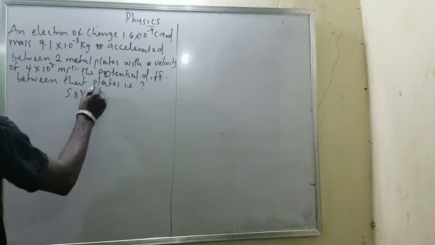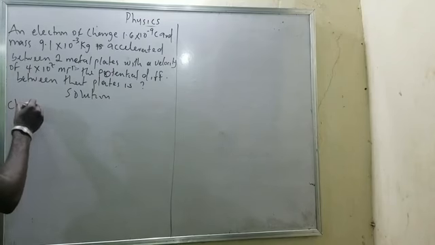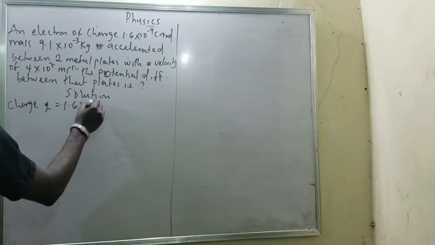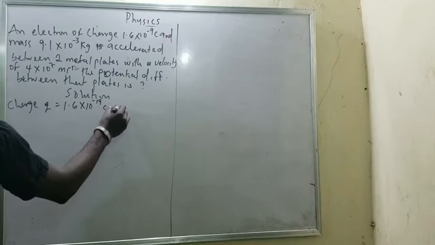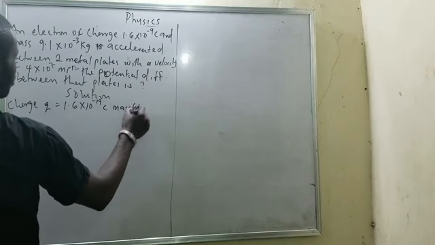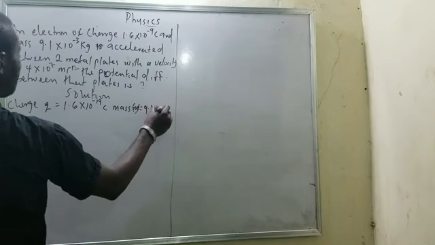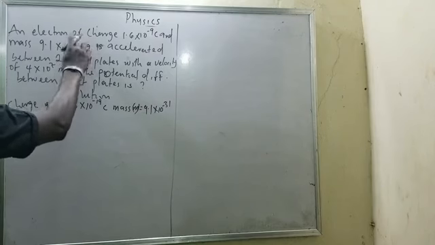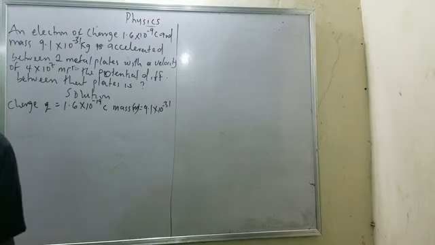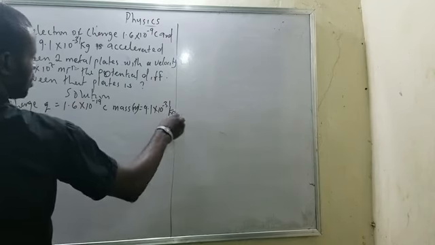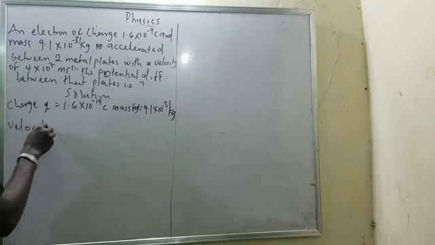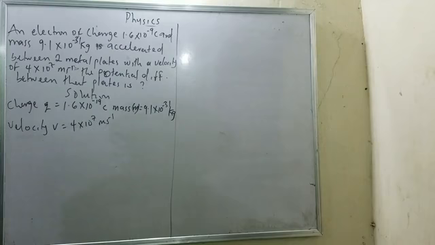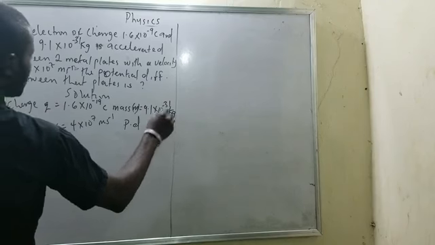Solution. The first thing we do, make sure you write what is given from your question. We have charge, known as Q, 1.6 times 10 raised to power minus 19 coulomb. My mass, known as m, equals 9.1 times 10 raised to power minus 31. And velocity, known as v, 4 times 10 raised to power 7 meters per second. Potential difference, known as V, is the question mark.